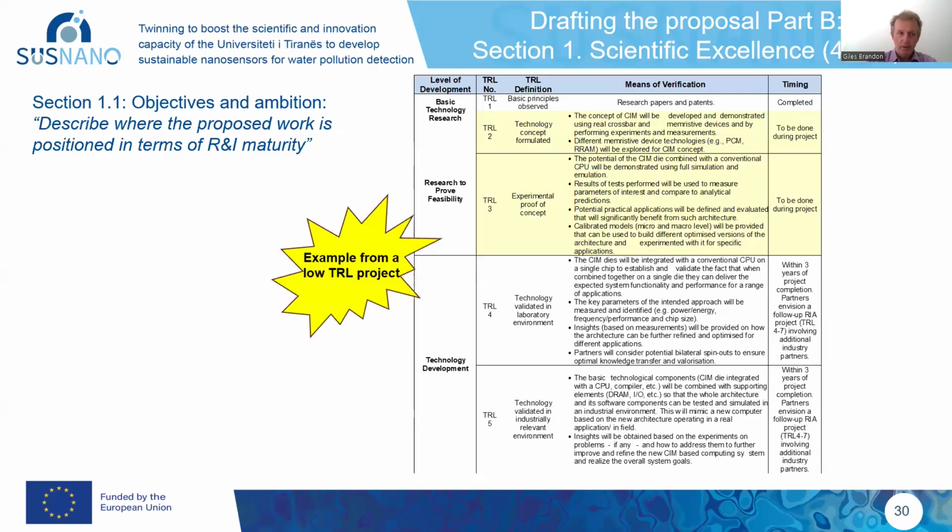Now, also in section 1.1, under objectives and ambition, you're asked to describe where the proposed work is positioned in terms of research and innovation maturity. Now, here on the right, this is a table showing technology readiness levels. This was also for this project proposal called Mnemosina, dealing with computation in memory. Now, I talked at length about the definitions of TRL levels in the earlier presentation about initiation phase.